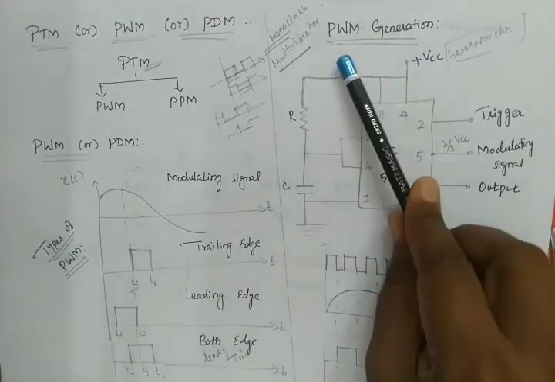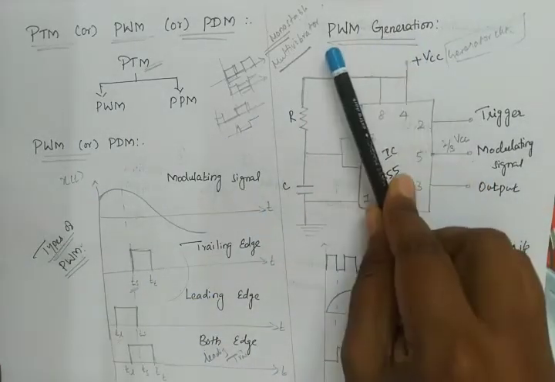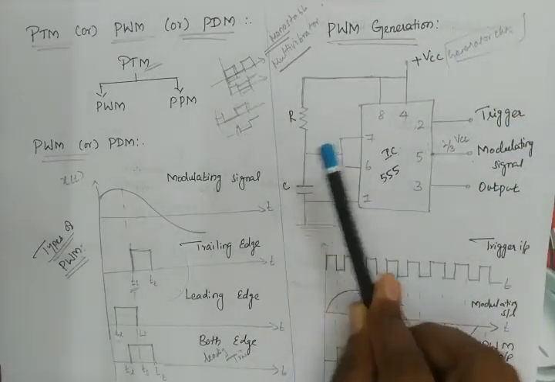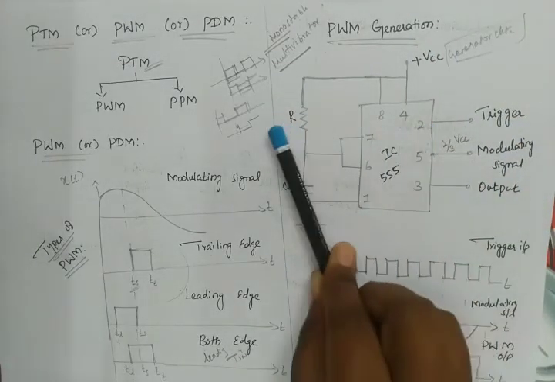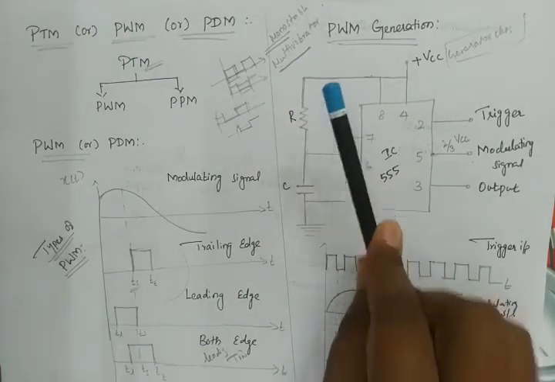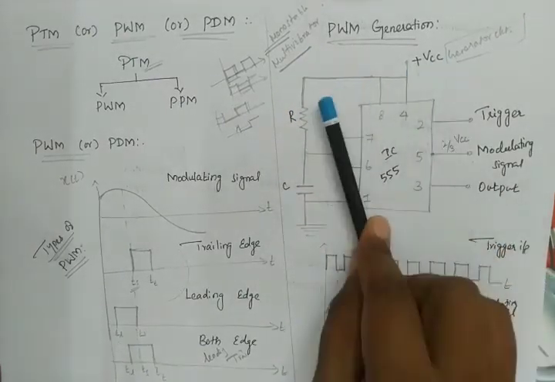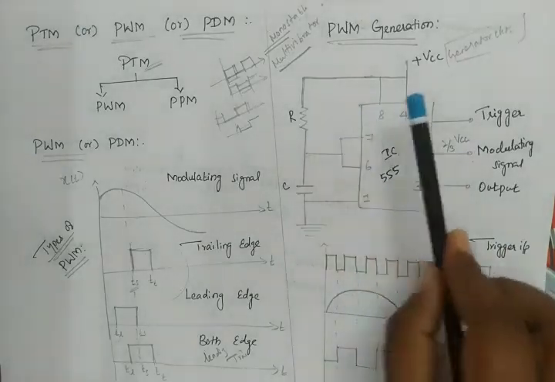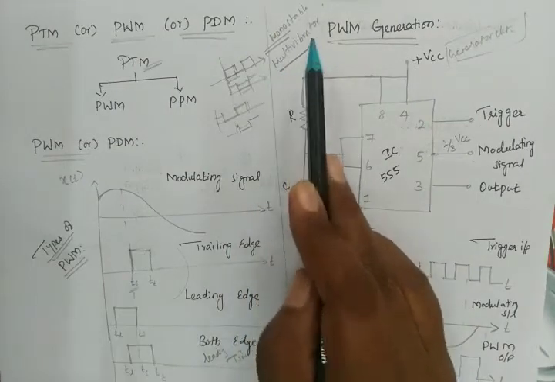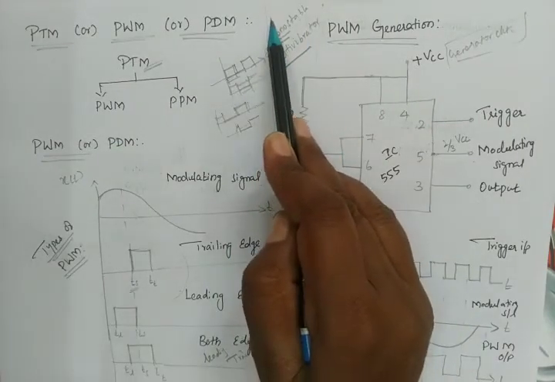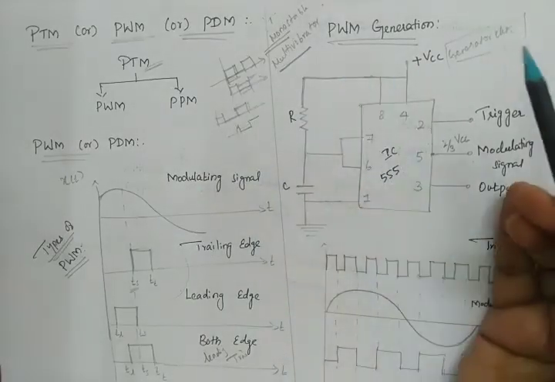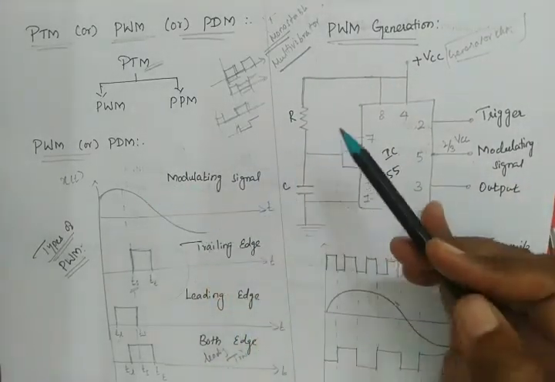Now this is a PWM generation. This is a pulse width modulation generation circuit, and this is actually a monostable multi-vibrator. What is a multi-vibrator? It is a circuit that produces a non-sinusoidal signal. Now this will produce a square wave because this is a non-sinusoidal signal. Now what is this monostable multi-vibrator? Mono means it has only one stable state, and what about the other state? That is a quasi-state. So it may be either stable or unstable.